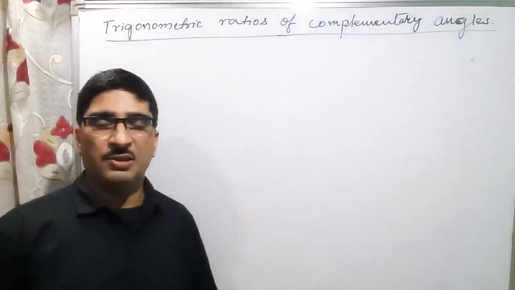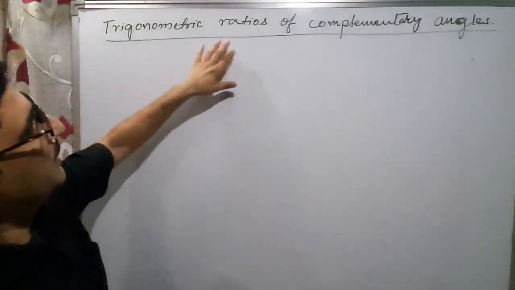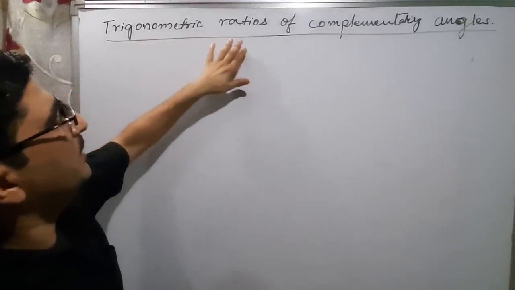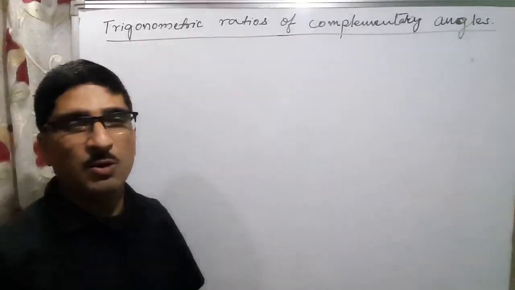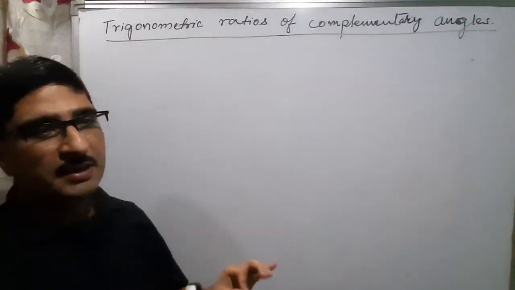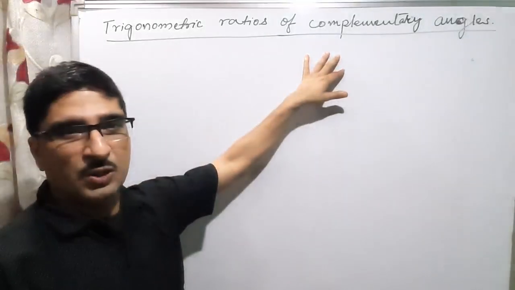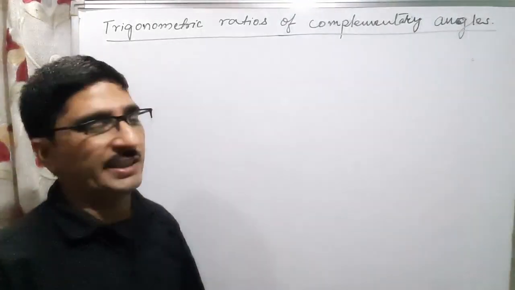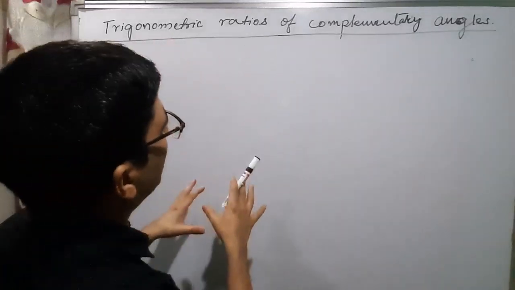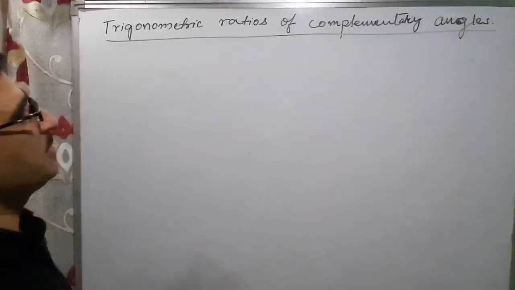So hello friends, today we are going to solve the problem based on trigonometric ratios of complementary angles. The concept of these trigonometric ratios of complementary angles we have already discussed in previous classes. I have given the link of the detailed discussion of this concept in the description, you can go and check it. Here I want to recap this in short.